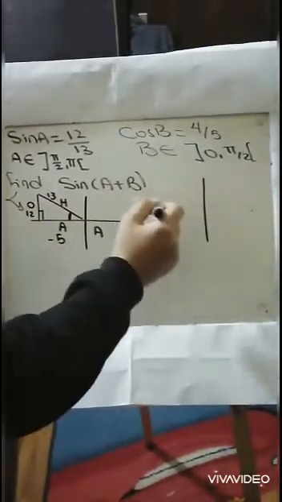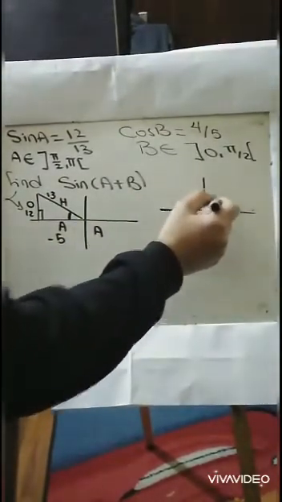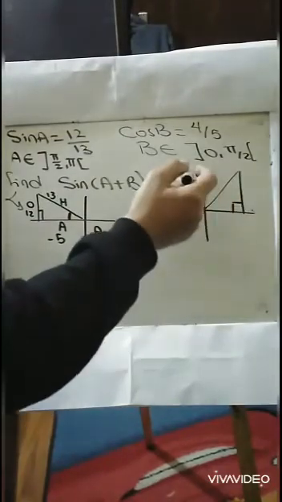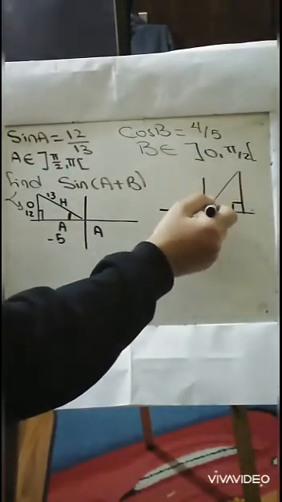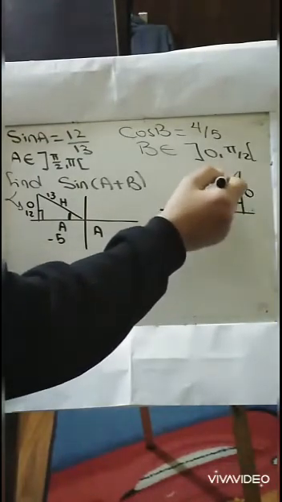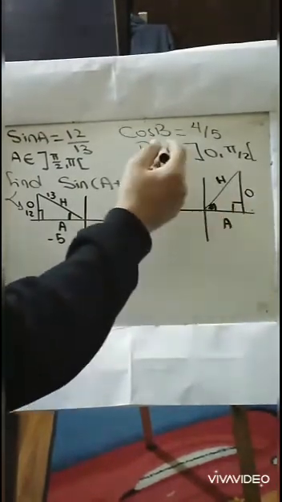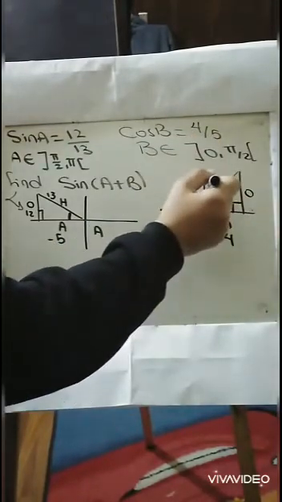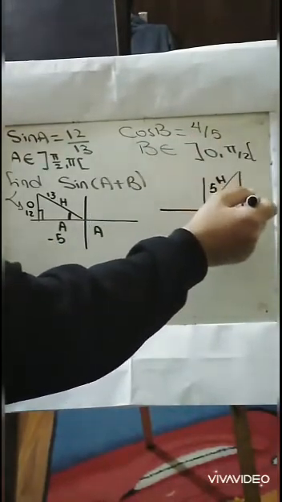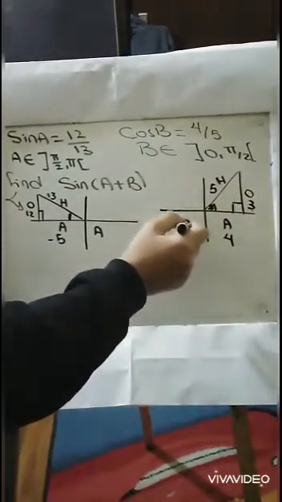The same thing for angle B. If I draw angle B, it will be in the first quadrant, because it is written here 0 and 90. I am here now, angle B. This is opposite, hypotenuse, adjacent. Cosine means adjacent over hypotenuse, so adjacent is 4 and hypotenuse is 5. Pythagoras gets this as 3. So this is angle B.